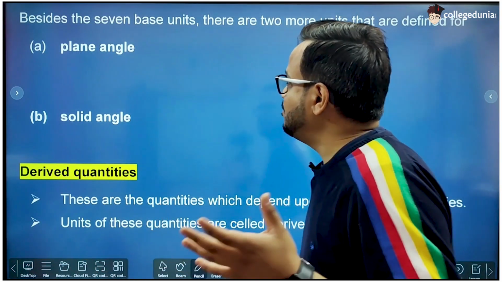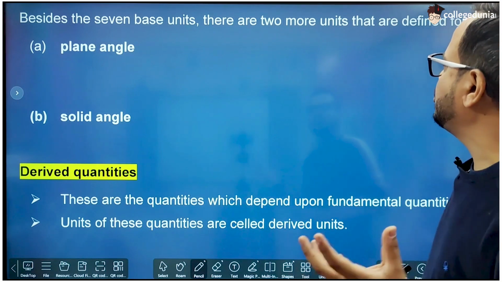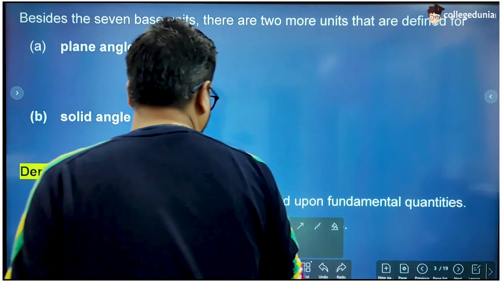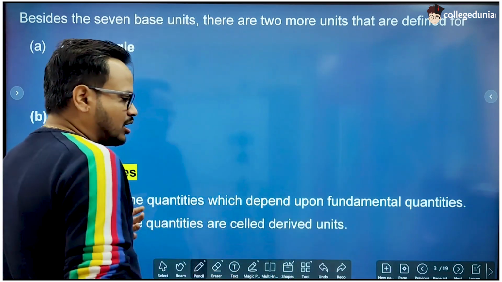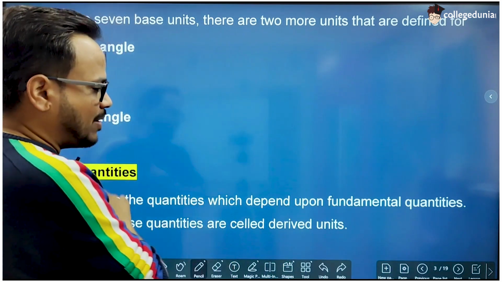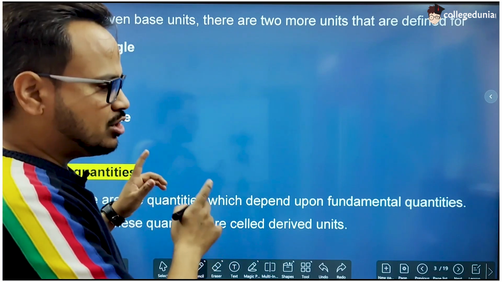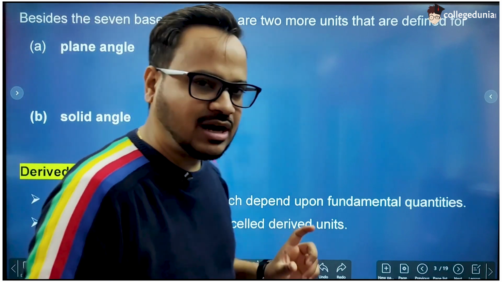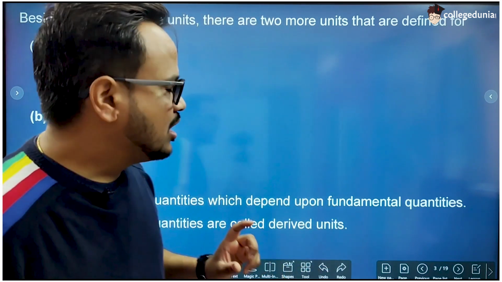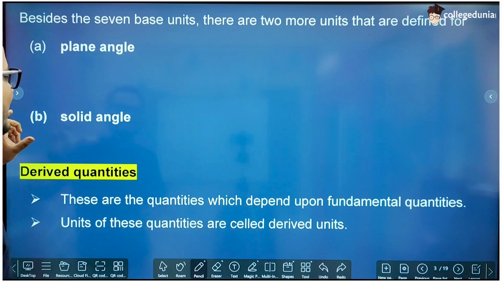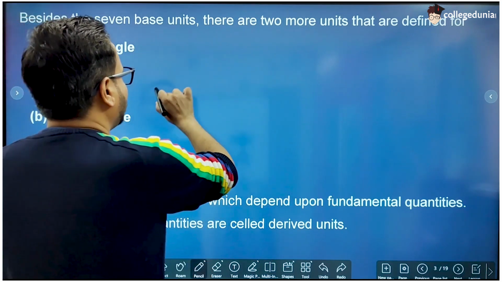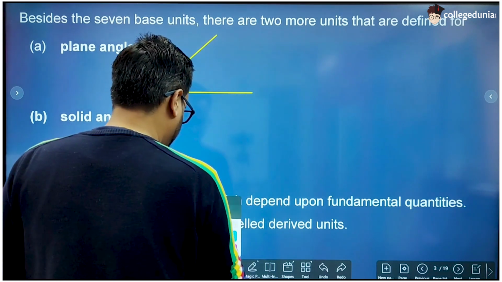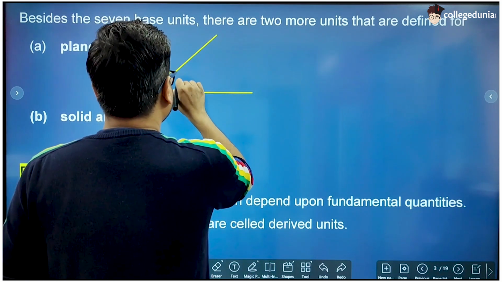Besides these 7 base quantities, there are 2 more units that are defined for plane angle and solid angle. These are called supplementary units. So apart from those 7 fundamental quantities which we have just studied, there are 2 other quantities which can be taken as fundamental quantities, and those 2 quantities are plane angle and solid angle. What is a plane angle? Plane angle is something that you have always studied in classes.